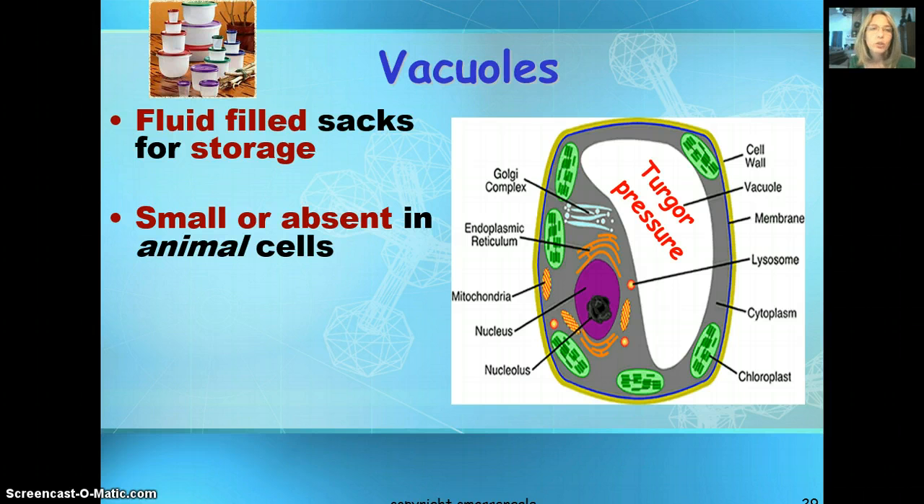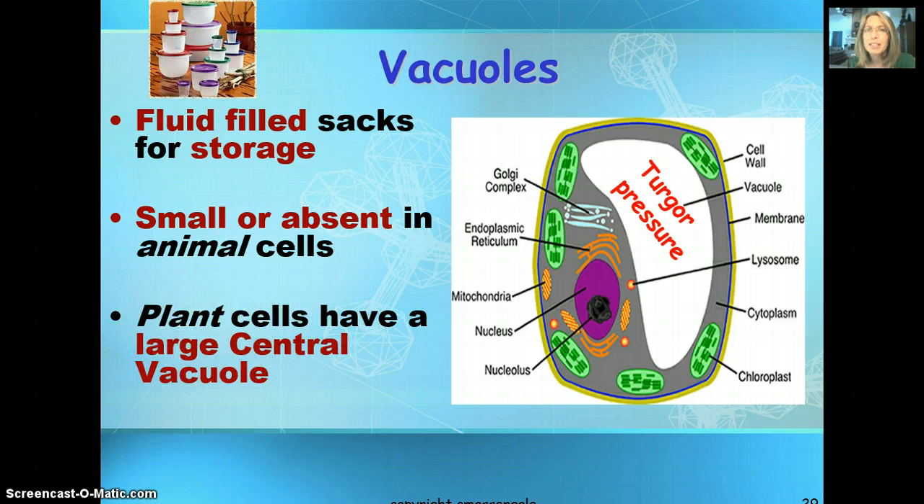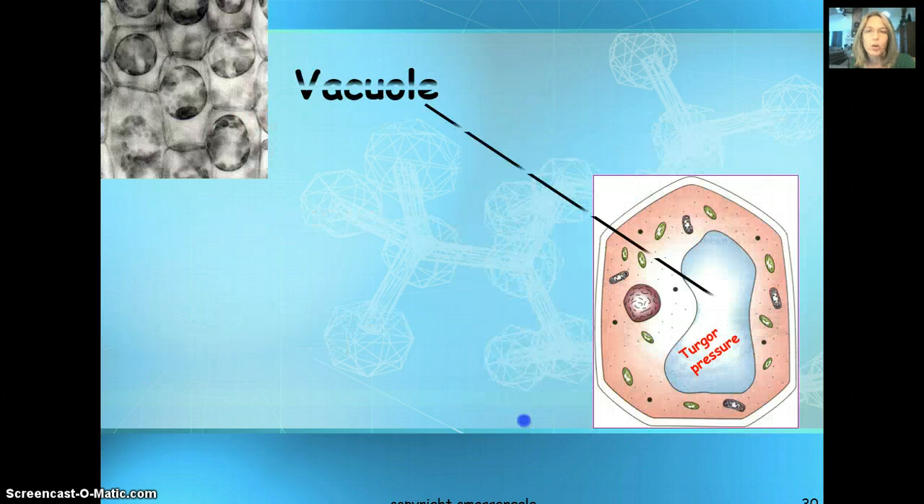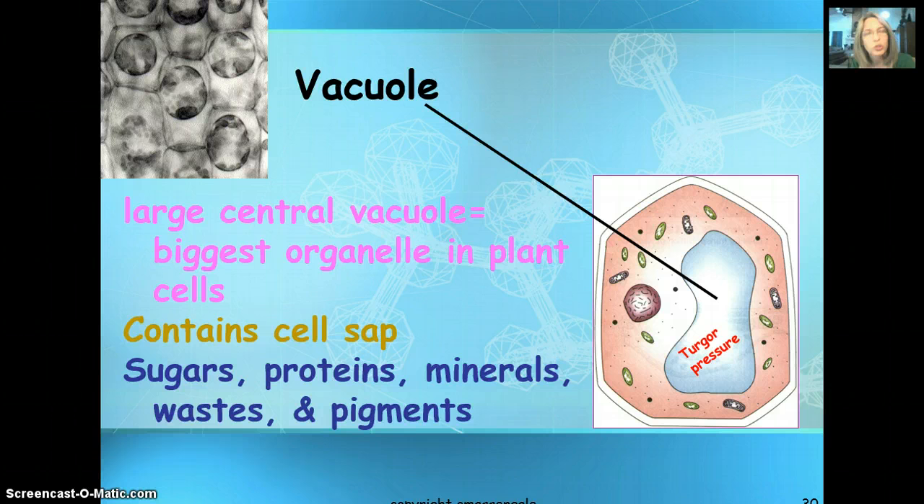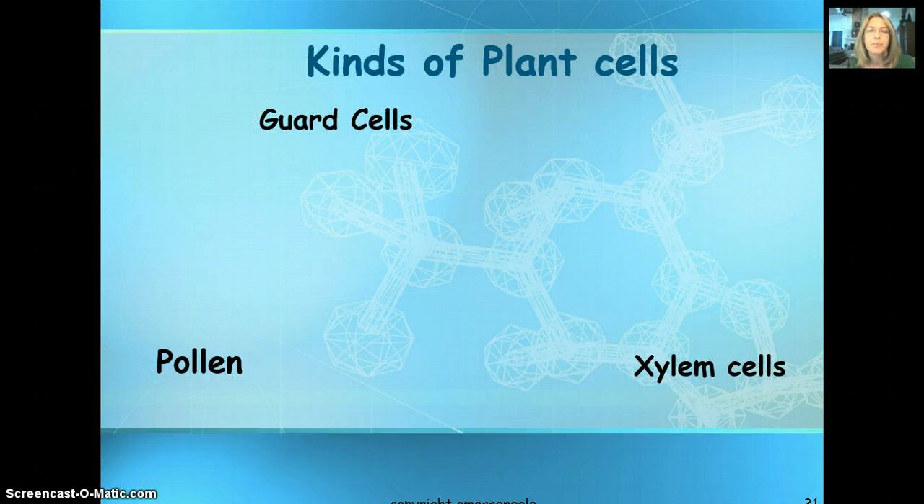Vacuole is a fluid or water-filled sac. The vacuole's job is storage. They don't have vacuoles in animal cells. If they do, they're very, very tiny. In plant cells, they have this huge central vacuole just filled with water every time you water the plant. It's the biggest organelle in a plant cell. It contains cell sap, which is mostly water, but some sugar and proteins and minerals and waste and pigments and stuff.